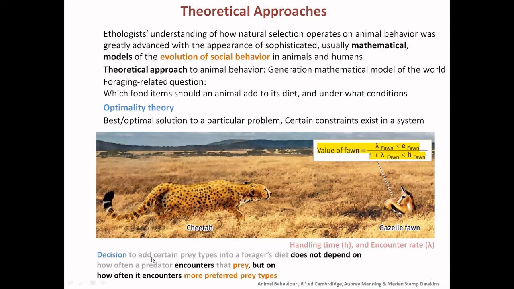Okay. So the decision to add certain prey types to the forager's diet does not depend on how often a predator encounters that prey. So how much the hunter is encountering prey, and at what frequency. For the tiger, the preferred choice of prey is the deer, then second is the sambar. So it is not about how many of the other prey, like the rabbit or any other animals, are present, or like humans, that it is encountering. But how often it is encountering more preferred prey like the deer or the sambar determines whether that prey will be added to the diet of the tiger or not. Similarly for the cheetah. So it is not about how often a predator encounters the prey, but how often it encounters more preferred prey types. That determines whether that prey is included in the diet or not.